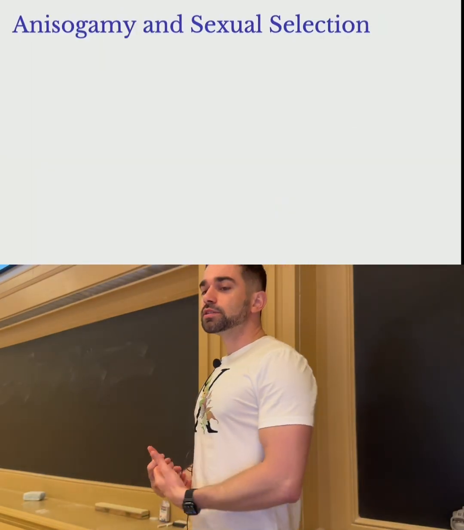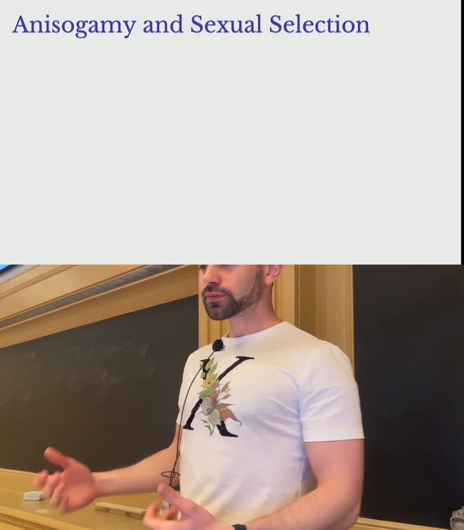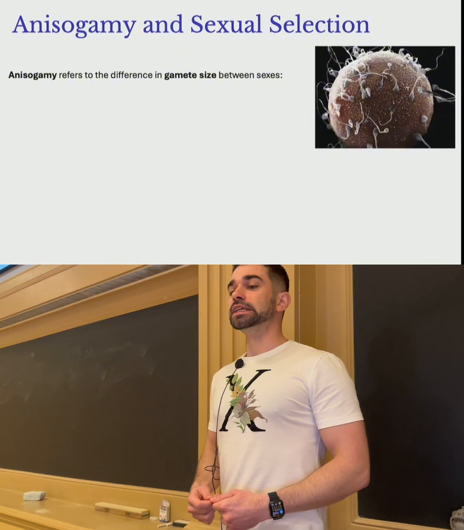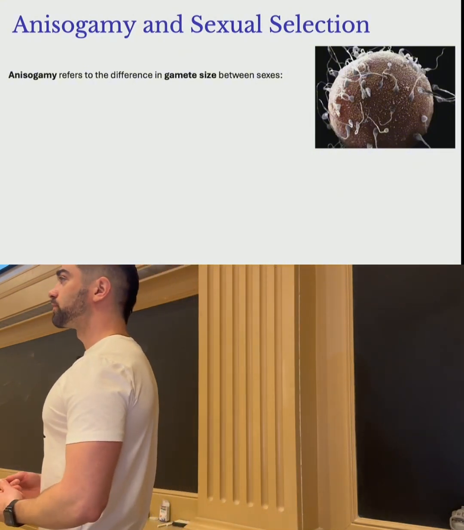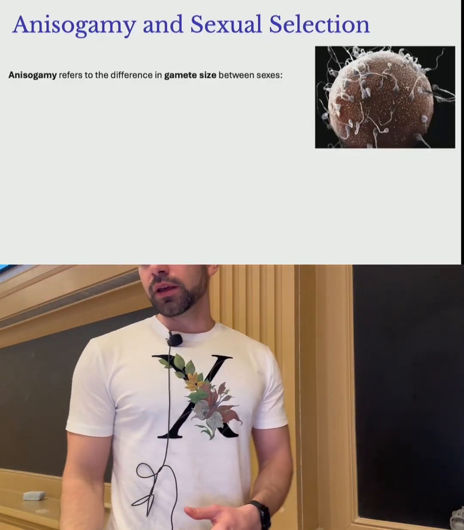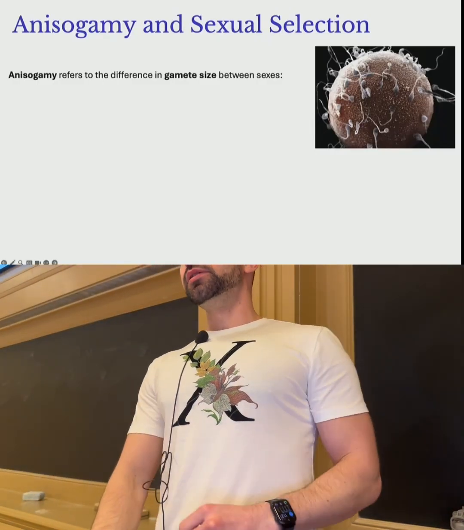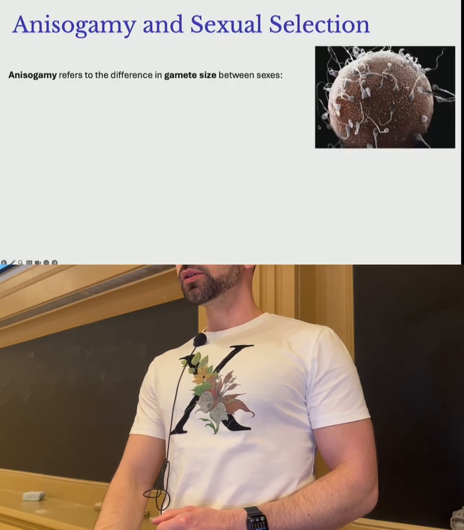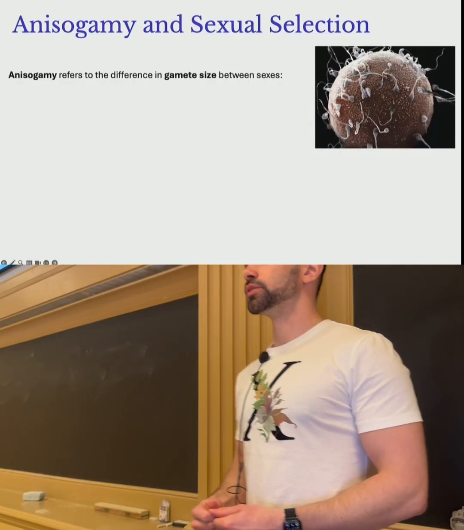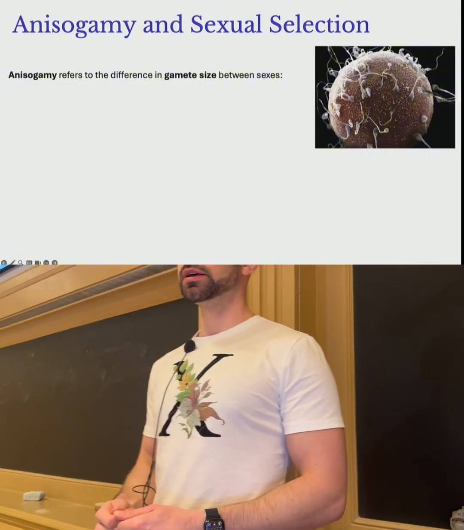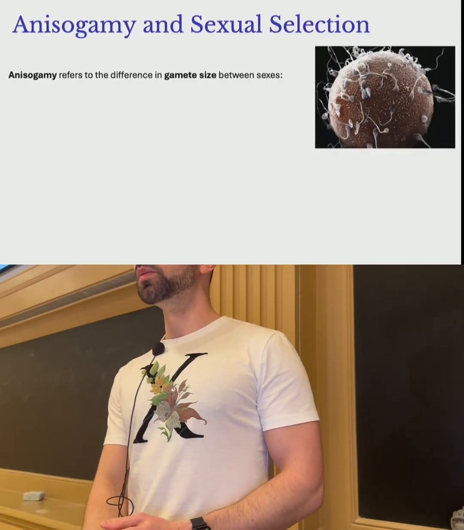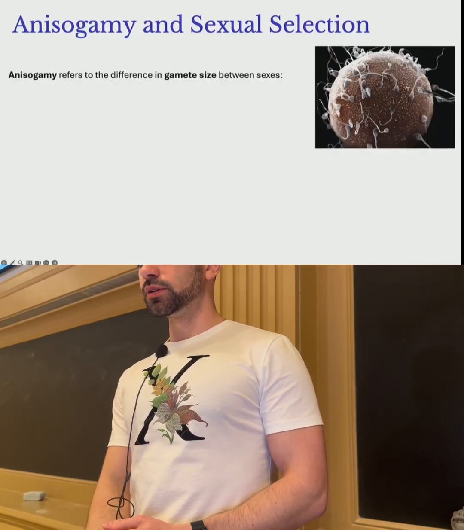It all relates back to this concept of anisogamy. So what is anisogamy? Anisogamy refers to the difference in gamete size between the sexes, right? So here's an image of sperm cells and an egg cell. You can see the crazy difference in size, right? Egg cells, I think, are the largest cell in the human body, so much so that you can even see them with the naked eye if you look closely. Much larger than sperm cells.